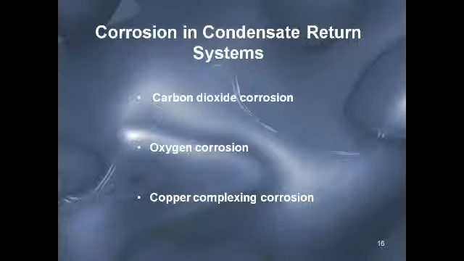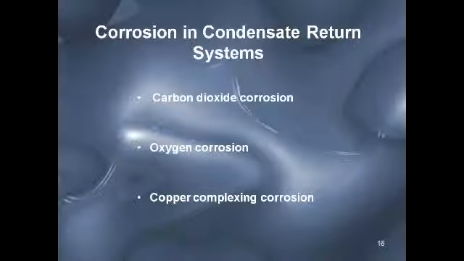Corrosion can also occur in the steam and condensate lines. One type of corrosion found in these areas is carbon dioxide corrosion. Upon heating the boiler water, carbon dioxide is formed. This carbon dioxide goes with the steam and is dissolved in the return condensate. Carbonic acid is then formed and this leads to acidic corrosion.